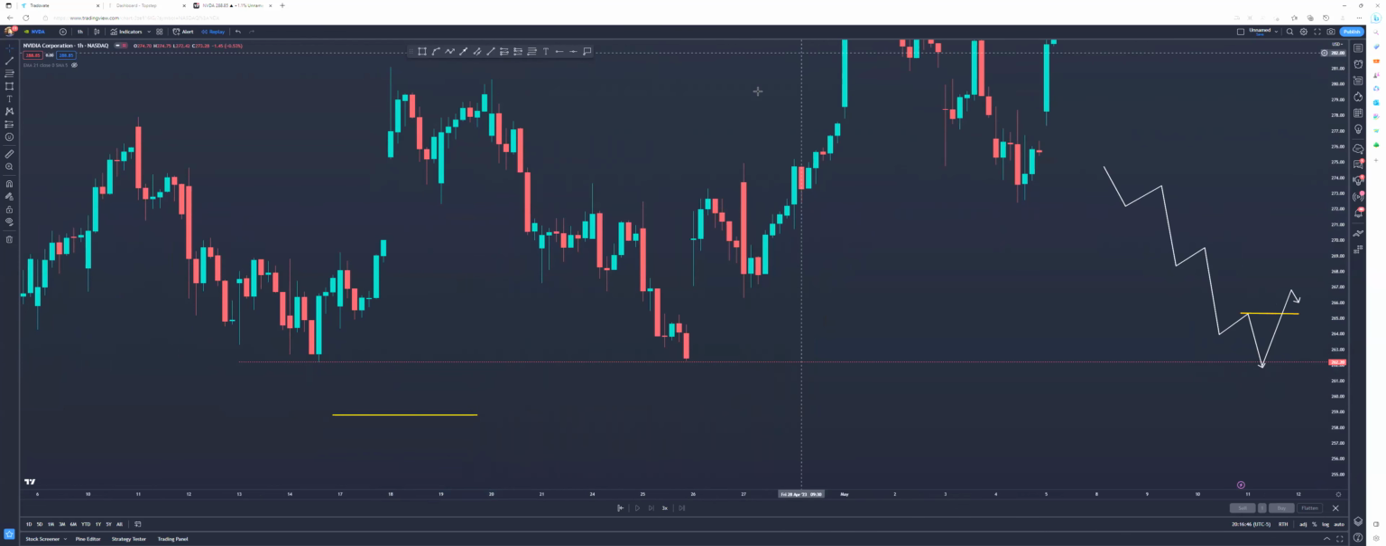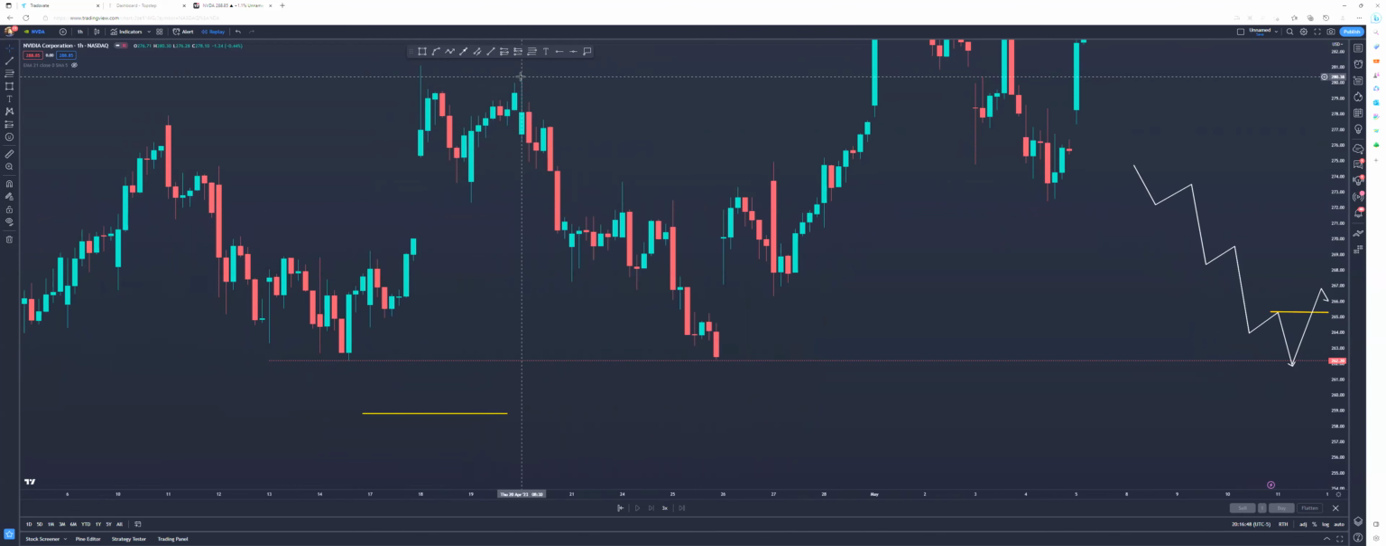So I'm going to walk y'all through the trend. We had a lower high, boom, pushed up, broke this low. So what is this? Lower high. Pushed up, we broke this low. So what is this? Lower high, boom, pushed up, broke this low. So what is this? Lower high, right?